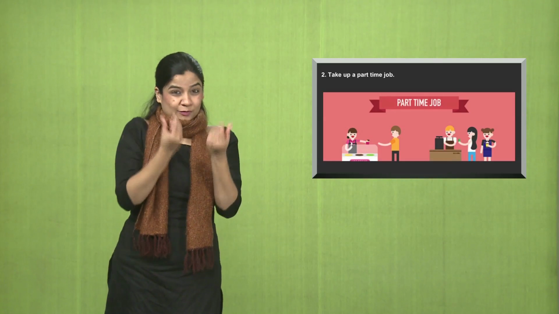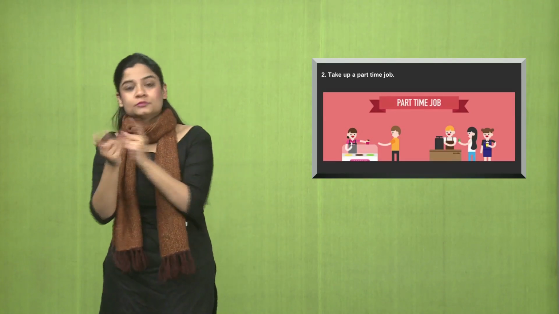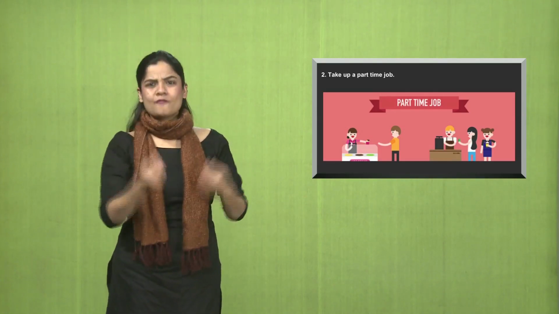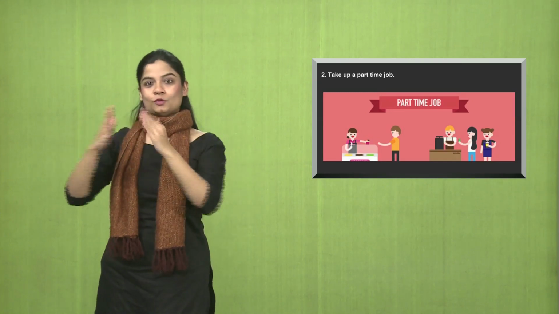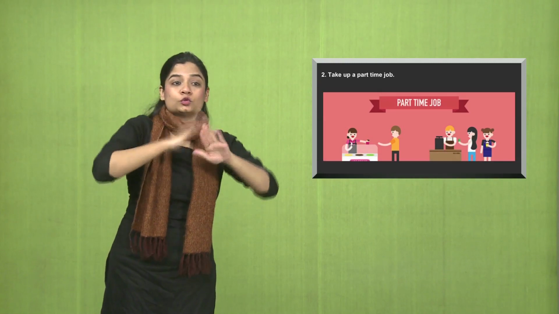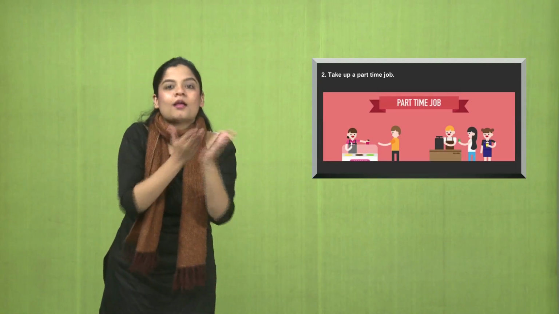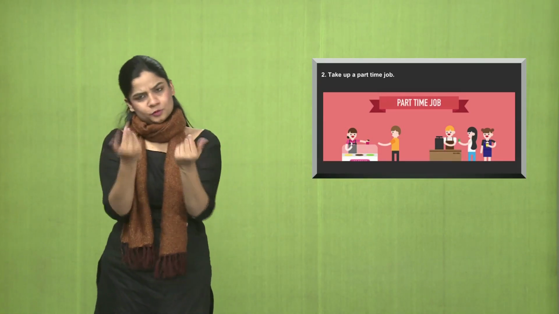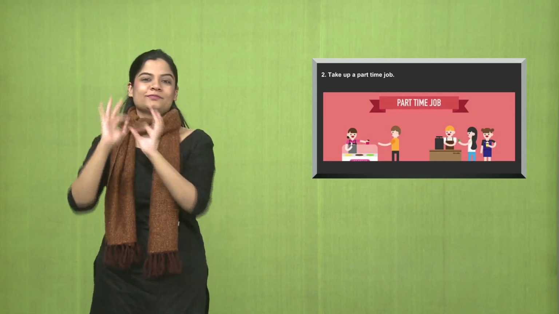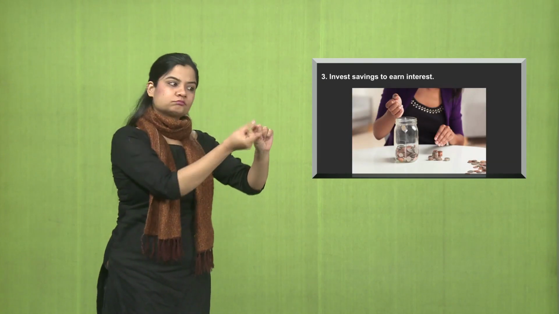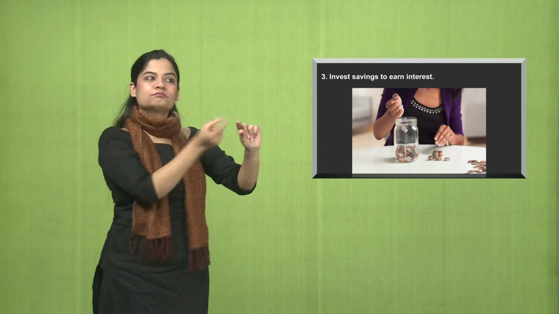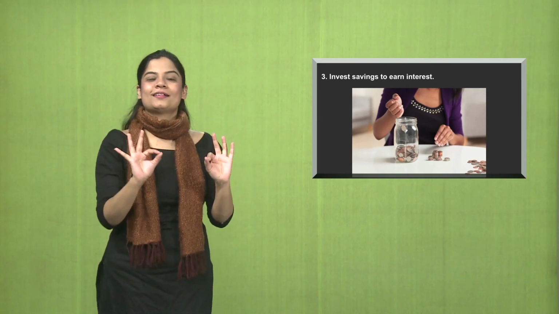Take up a part-time job. If you want some more money, go for a part-time job. Maybe you can go for 2-3 hours of extra work. For example, in the morning you are a teacher and in the evening you go for tuitions. You can teach tuitions and get some extra money and save more money for your future. Invest in savings to earn interest. If you save money in the bank, you can get interest as well.